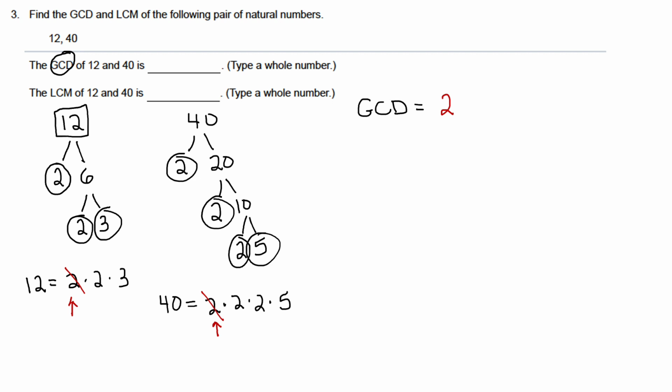If we look at the next factor of 12, we can see that there's another 2. 40 also has another 2 in common. So we can write down another 2 for our GCD.